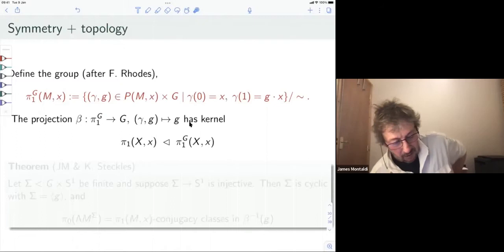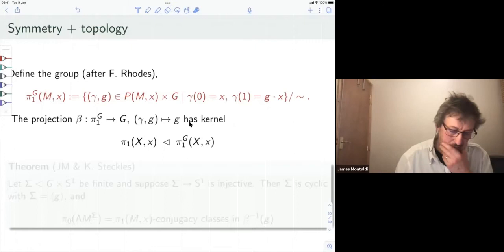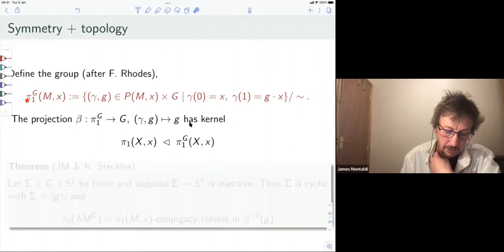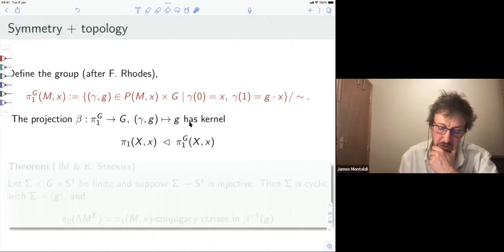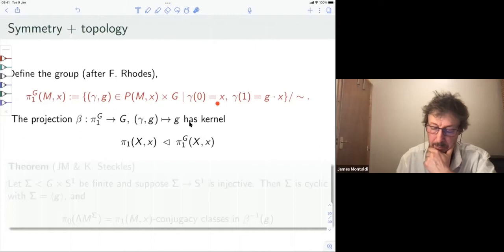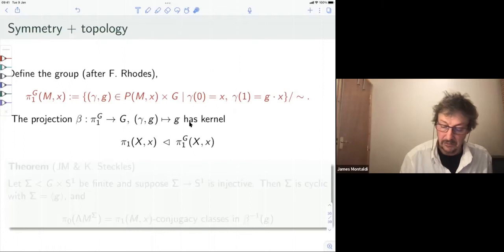Anyway, so he was interested in analyzing fundamental groups of orbit spaces. If you have a finite group G acting on a manifold, what's the fundamental group of M over G? So his starting point was to define this group, which I denote pi 1 upper G. It's a set of pairs, gamma, which is a path in M based at X, and an element G of the group. So the path is based at X, but gamma of one, instead of being back at X again, is at GX, and you mod out by the obvious homotopy relation of fixed endpoints, homotope the path as you like.